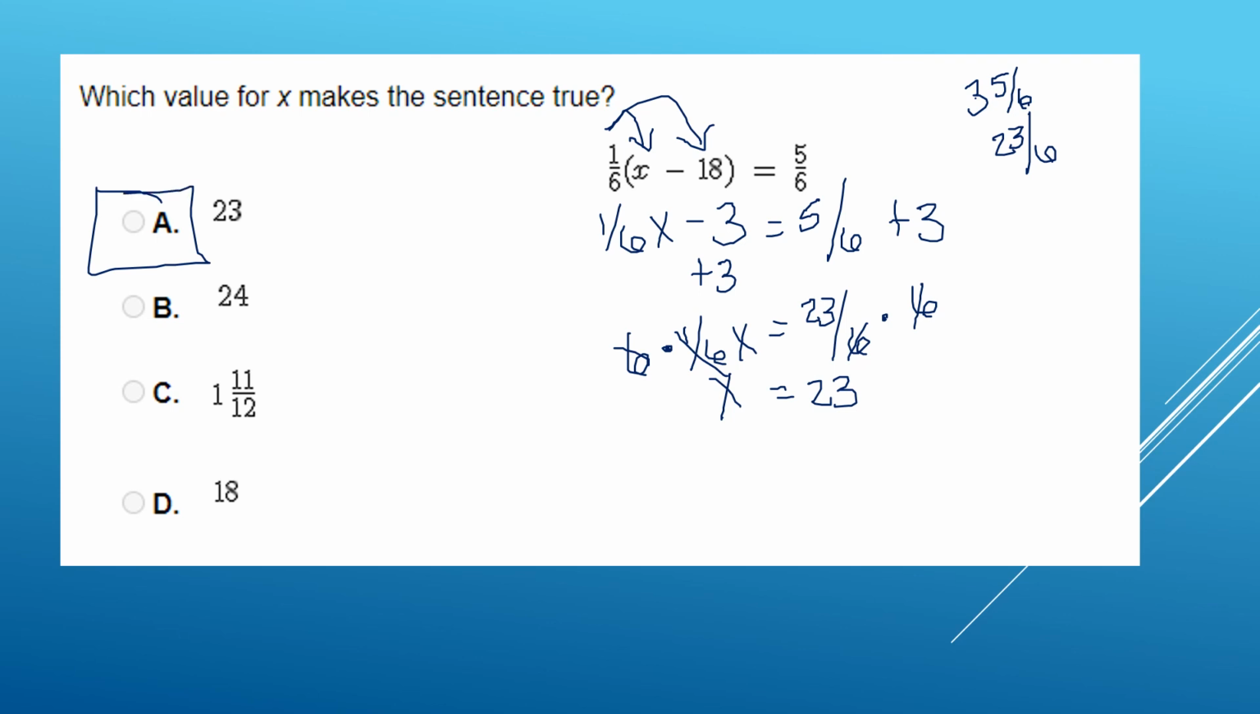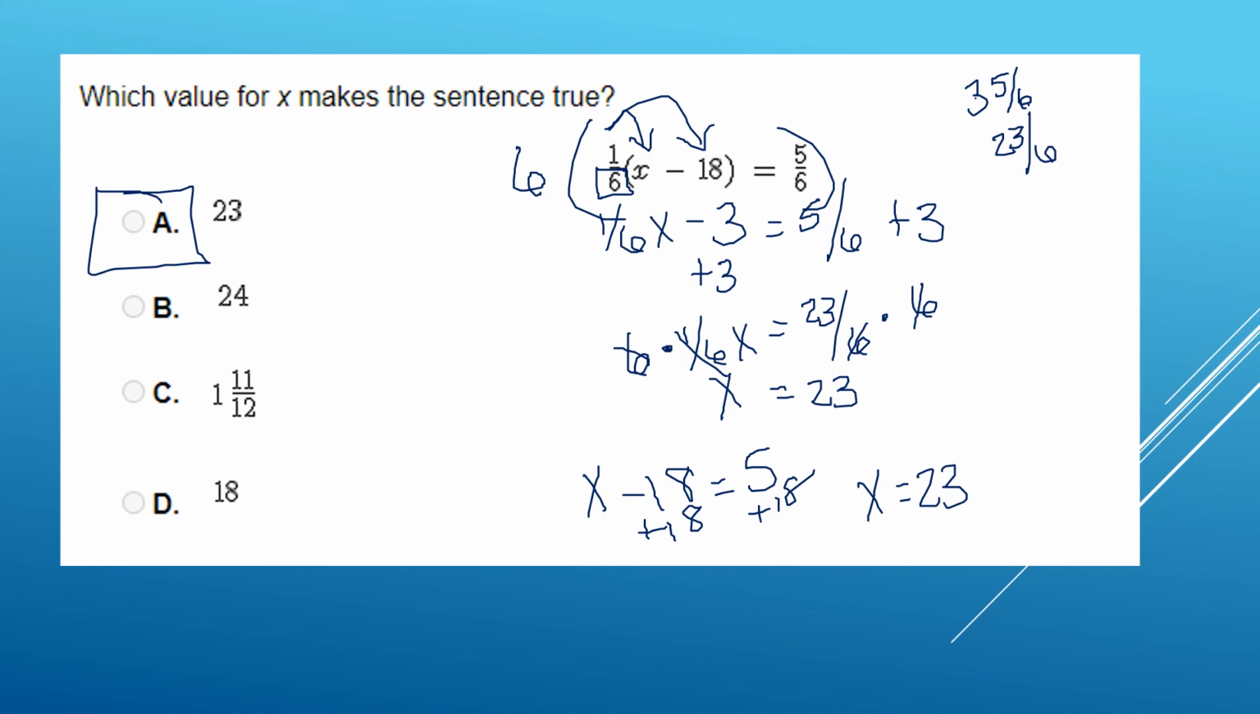Another way you could do this, if you see there's a 1/6 here, you can multiply the entire equation by 6. And that would have given you x minus 18 equals 5. And you could have solved it the same way. Okay, so both of those could work.